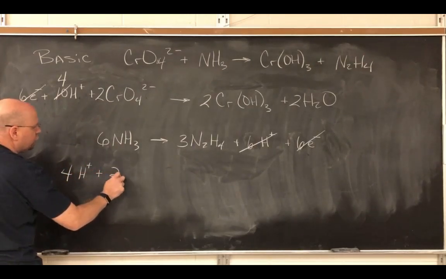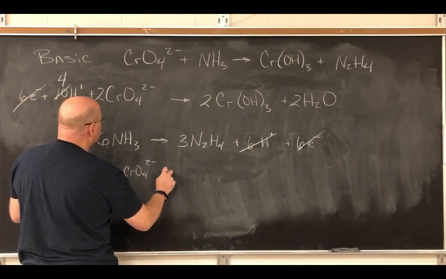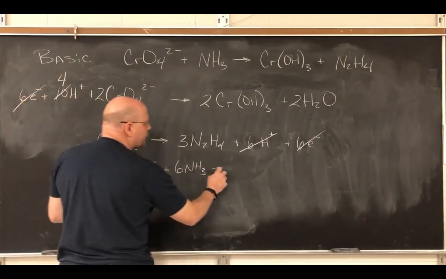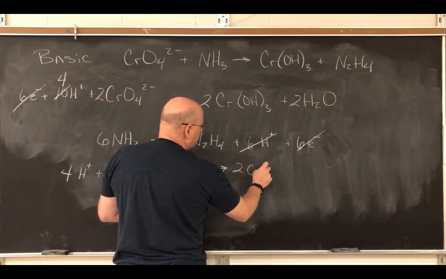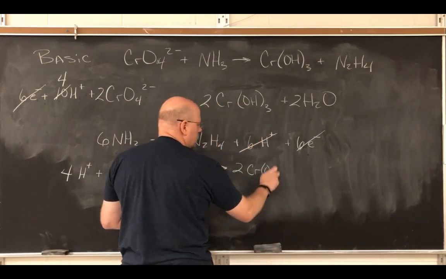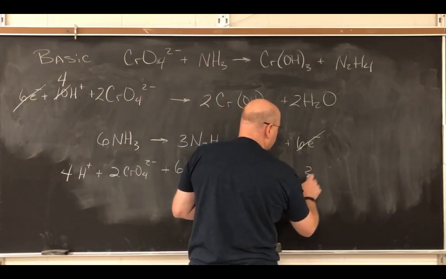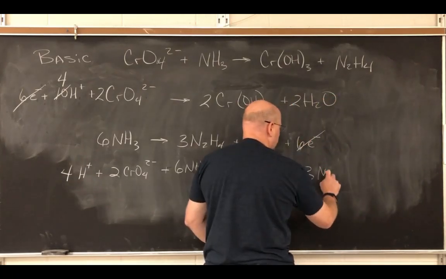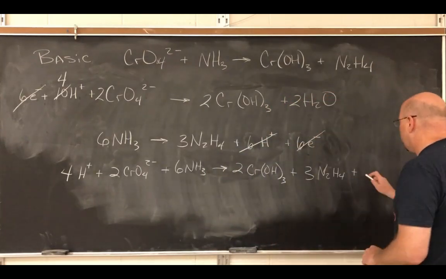So when we bring these two together, we're going to have 4 hydrogens, 2 chromates, and 6 ammonias. That's going to produce 2 chromium 3 hydroxides. Ooh, too many O's. 3 hydrazines, and 2 waters.